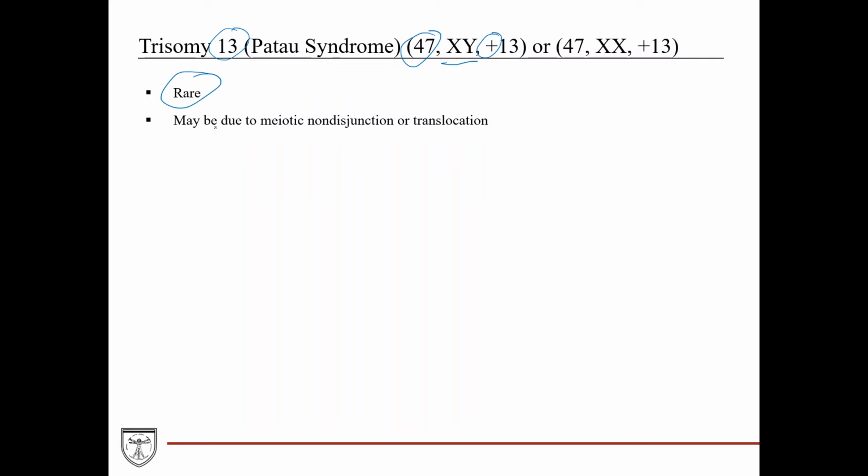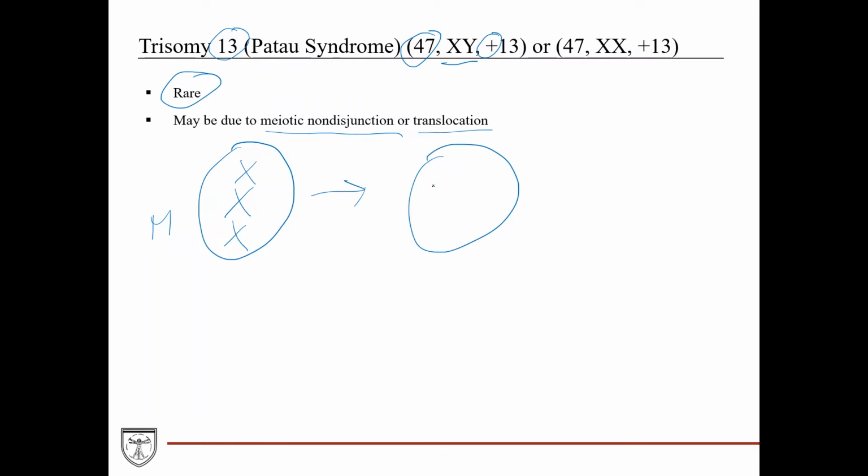So this is a rare disorder, even among aneuploidies, and it may be due to meiotic non-disjunction or translocation. So you remember meiotic non-disjunction. During meiosis, you have chromosomes here that are lining up during metaphase, and then you remember during anaphase, you have that mitotic spindle that pulls them apart because you want to evenly distribute them into the cells when they divide, so this way and this way.